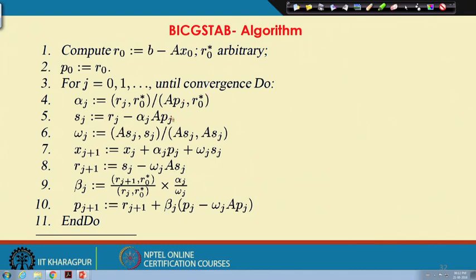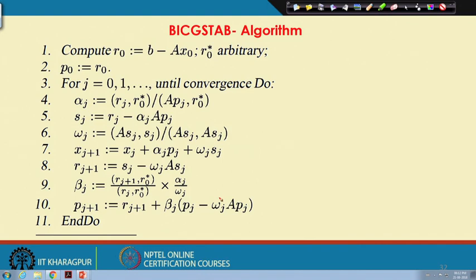We introduce a new variable s j, r j minus alpha j A p j. Using s j we get the optimum omega, and x j plus 1 and r j plus 1 are updated using that optimum omega factor, and beta j plus 1 is similarly calculated, and again using beta j plus 1 we calculate p j.